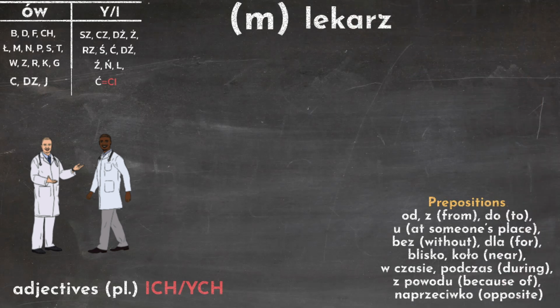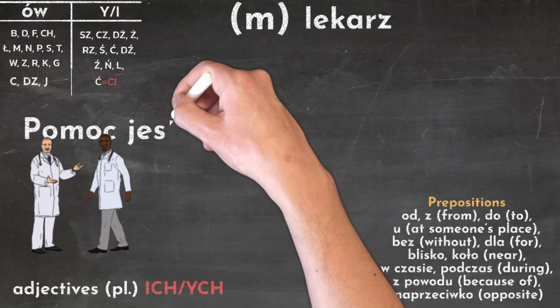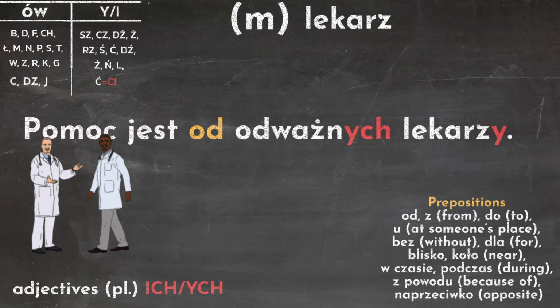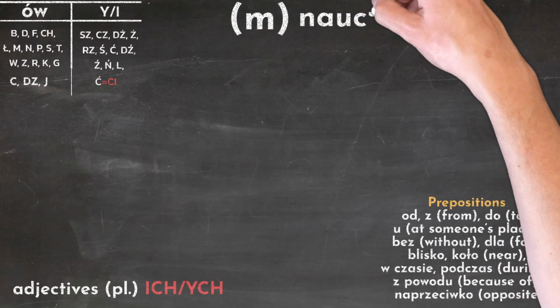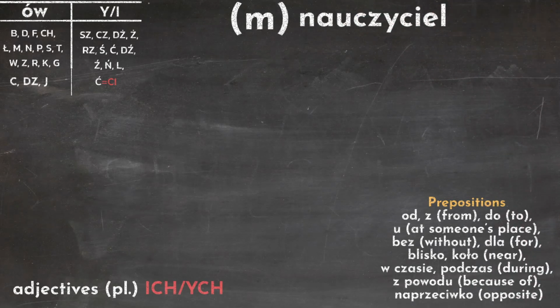Let's look at a noun that ends in a soft consonant, an apostrophe letter, or two letters together. Digraphs in English. Lekarz. The soft consonant r and z, pronounced ż, takes the ending y. Pomoc jest od odważnych lekarzy. Let's look at one more noun that ends in a soft consonant.